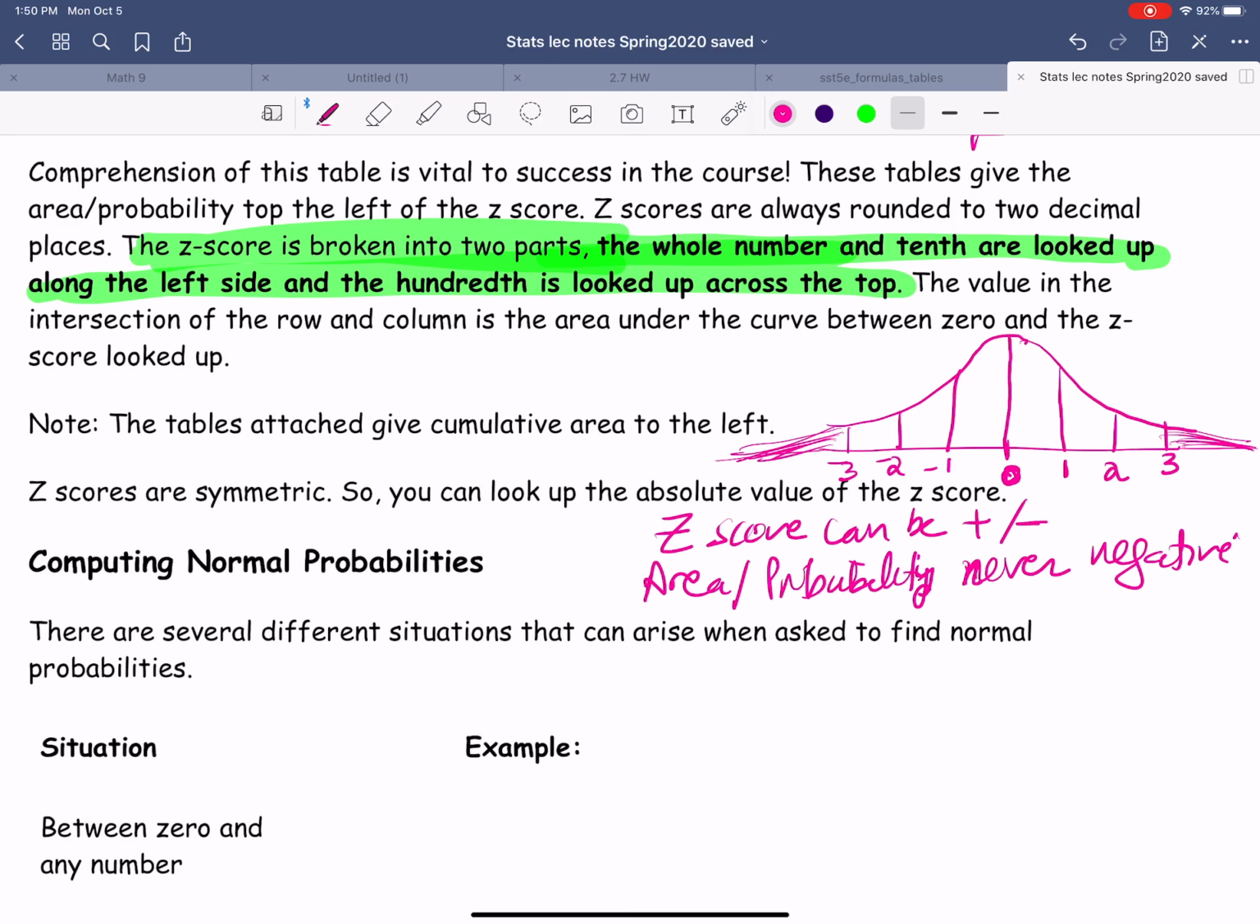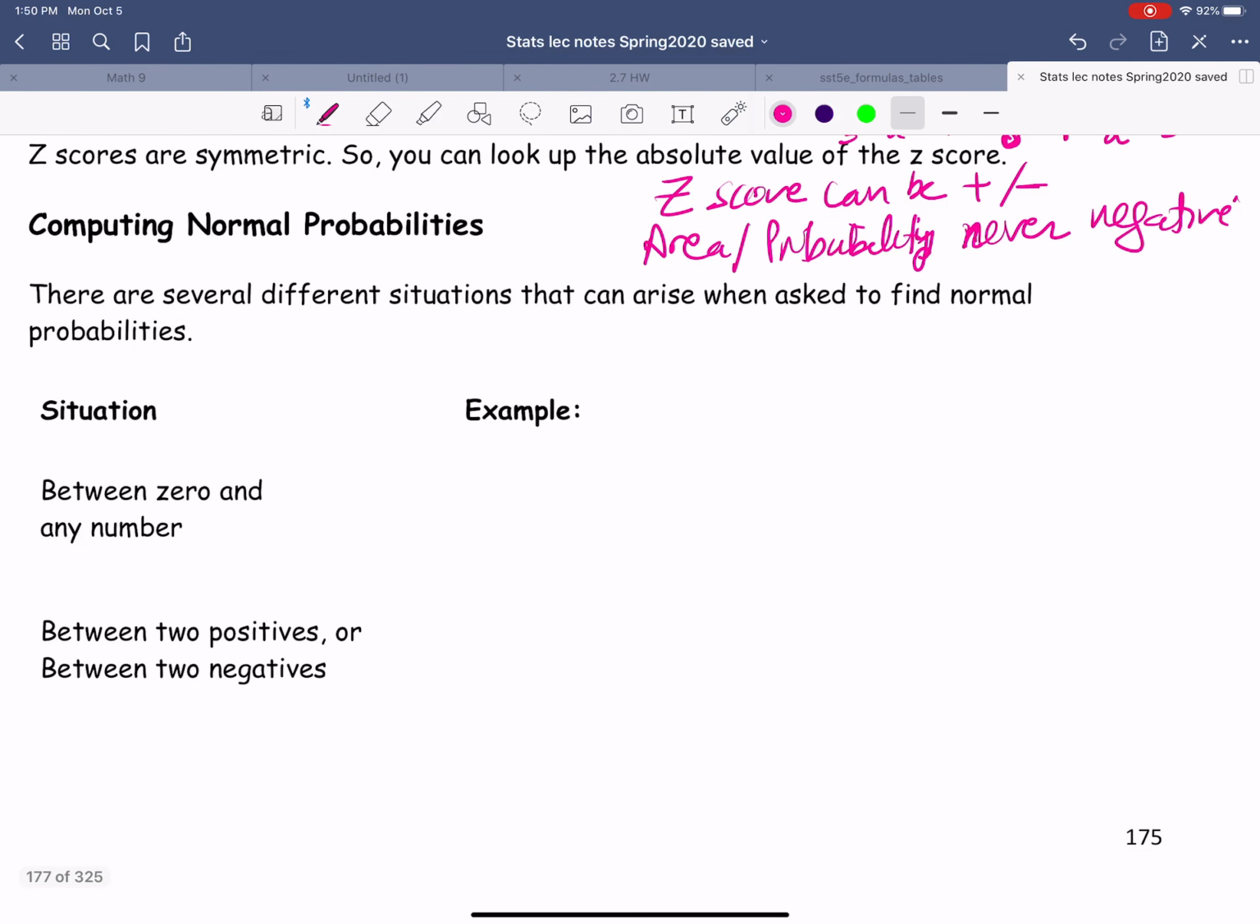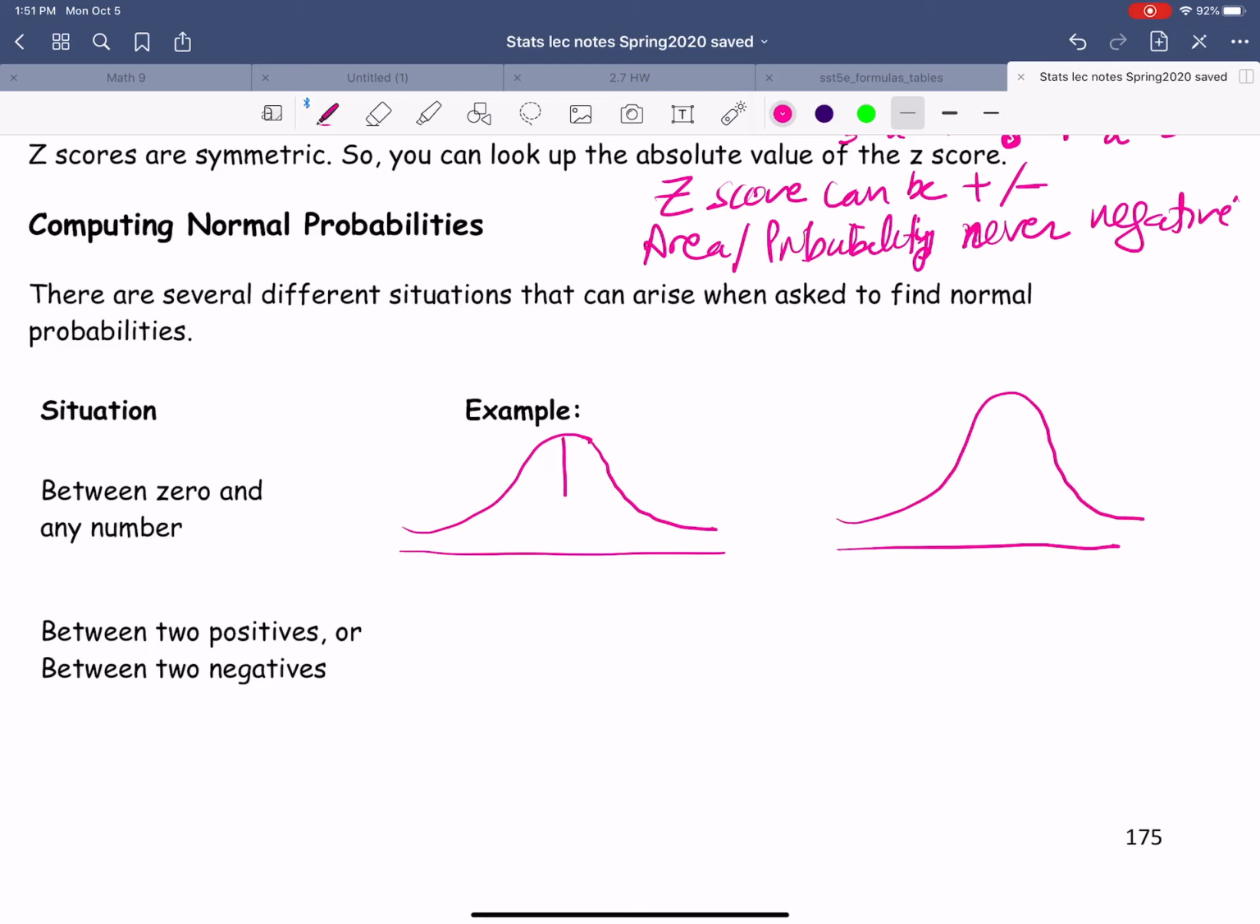Okay, computing normal probabilities. There are several different situations that can arise when asking you to find normal probabilities, and I highly recommend that you shade your curve, especially in the beginning before you get to the table. Draw and shade your curve. So if you're looking for between 0 and any number, where is the 0 on your standard normal curve? 0 is exactly in the middle. So if you're looking between 0 and a negative number, then that's the area you're looking for. If you're looking between 0 and a positive number, then that's the area you're looking for.